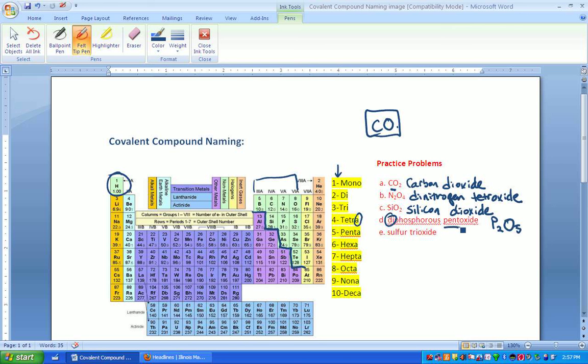And if you look at this again, this is another example where you have two vowels, because penta ends with A, and there is oxygen that starts with O, so you drop the A. Sulfur trioxide will be SO3.